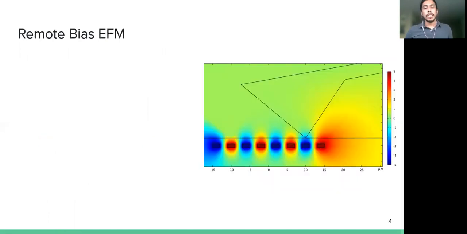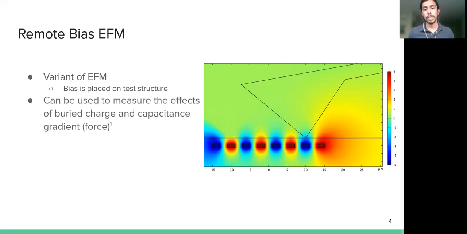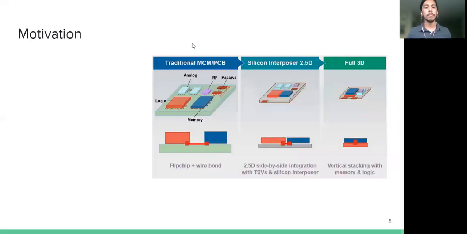So remote bias EFM, as the name implies, is a variant of EFM where the bias is placed not on the cantilever itself, but the test structure, as you can see on this screenshot that I got from my COMSOL simulation. This technique can be used to measure buried charge, as well as the force that we were talking about in the previous slide. And the long-range electromagnetic forces allow for characterization of not just surface structures, but subsurface structures.